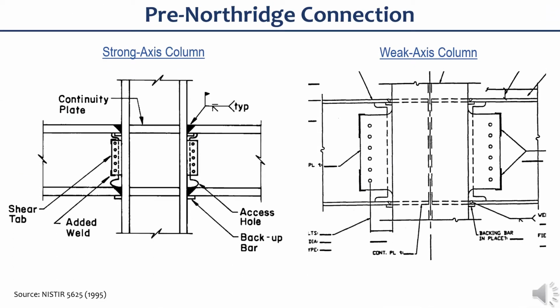These are the typical pre-Northridge moment connections that were widely used since the late 1960s. Not only in California, but you can also see these in the Philippines even until today. But after the Northridge earthquake, it was discovered that these connections are fundamentally flawed.